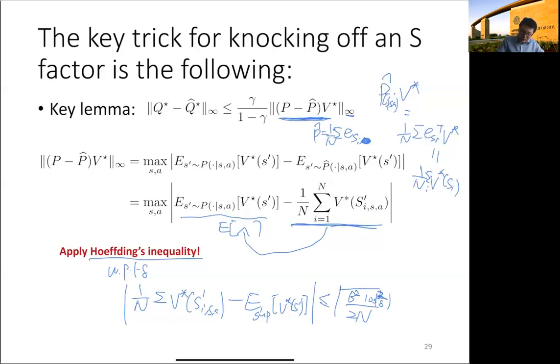And the remaining question to ask is, what is b here? Notice that every individual value is always a value function, and a value function, by the discounting factor, is always smaller than 1 over 1 minus gamma by the geometric series. Therefore, we can replace b with 1 over 1 minus gamma, giving the square root of log(2 over delta) over 2n.